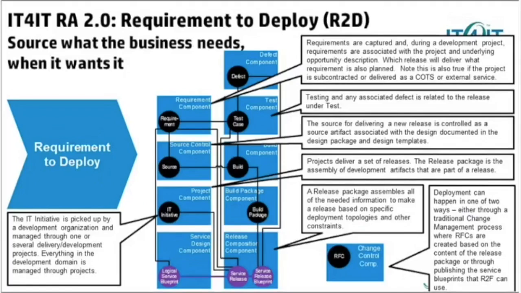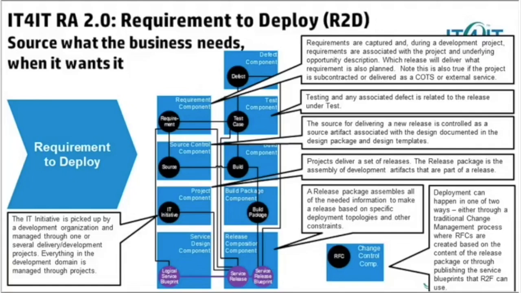Moving into requirement to deploy, there are more things in play here. So essentially there is, and I have to quickly count here, nine components that are being put into play. There is at the bottom, again, a service design, which is where you start designing the service, and the release composition component, it's difficult to read the end here, which is where you keep track on what are the composition of the things you release out.